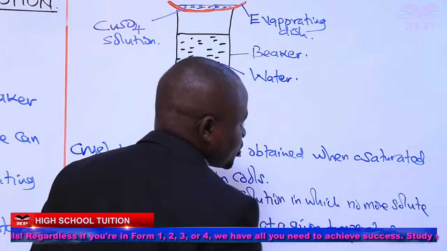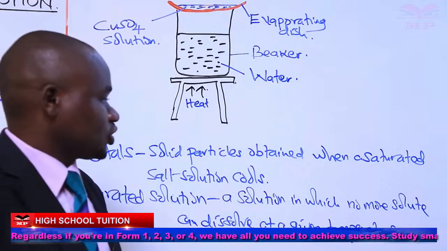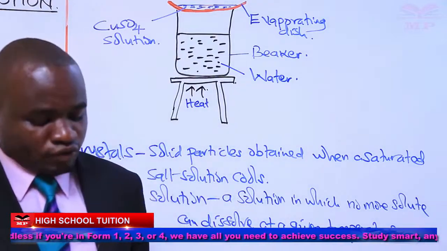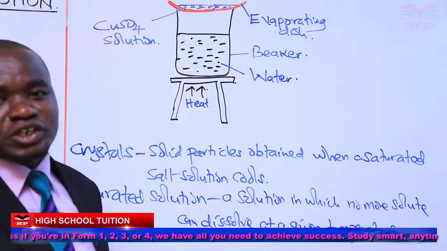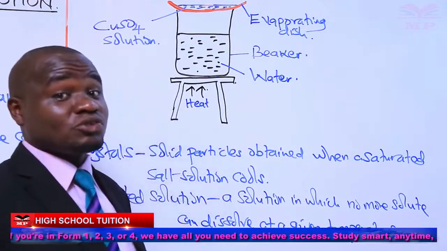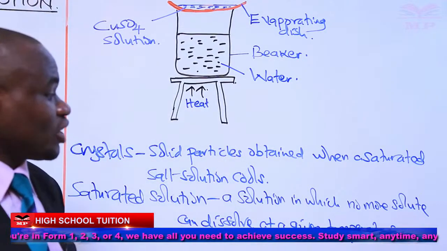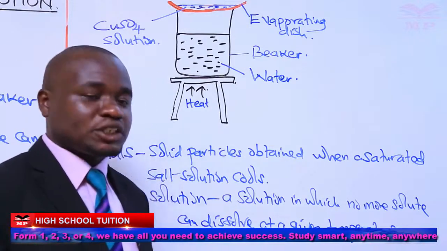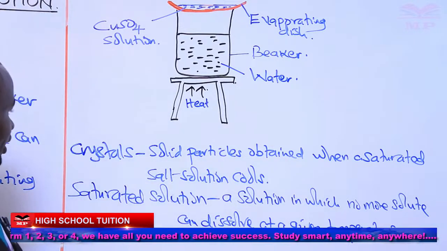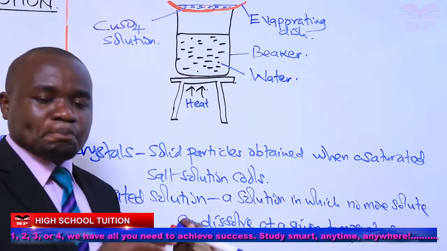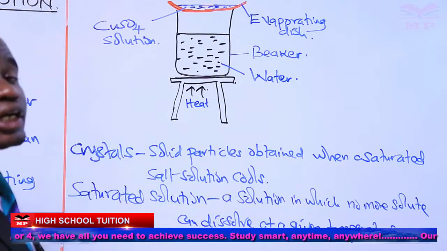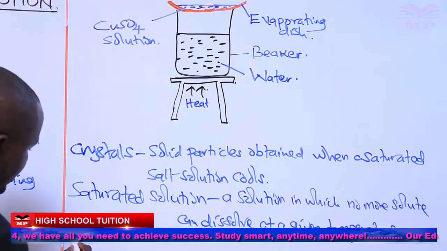Of course, we know a solute from Form 1. A solute is any substance that dissolves in a solvent, whereas a solvent is a substance that dissolves a solid. So in this case, our solvent is water and our solute is copper sulfate crystals. Now, the whole process of formation of crystals, we are calling it crystallization.